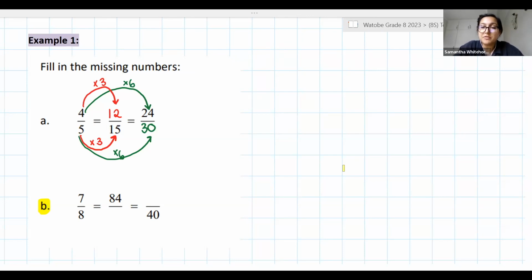Equivalent fraction. Basically, we're saying that fractions that look different. So we can see that all of these fractions here look different. We've got a 4 over 5. We've got a 12 over 15. We've got a 24 over 30. Even though they look different, they represent the same parts of the whole.